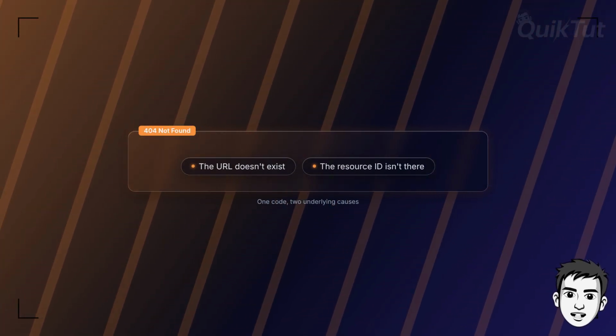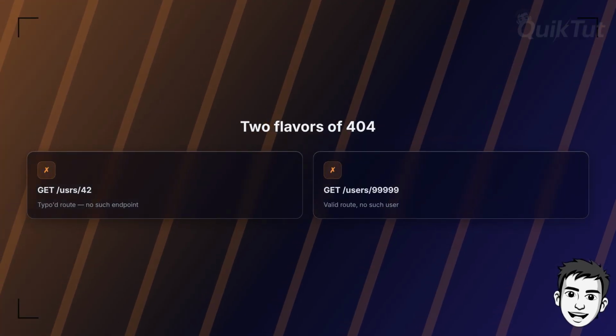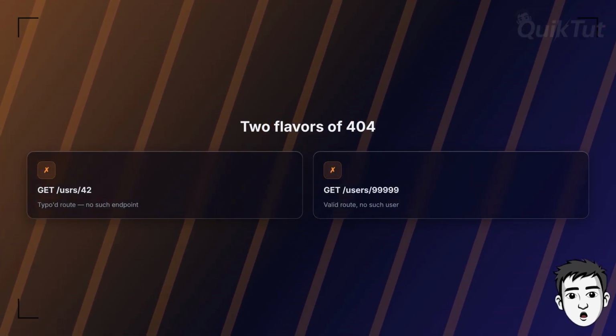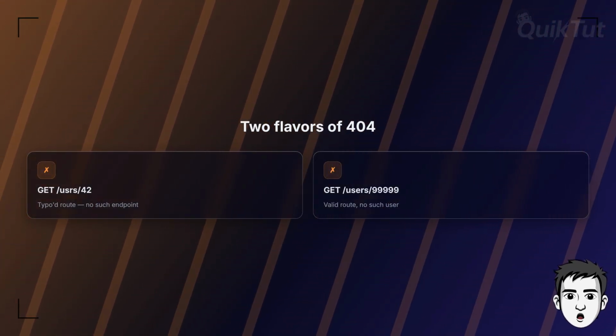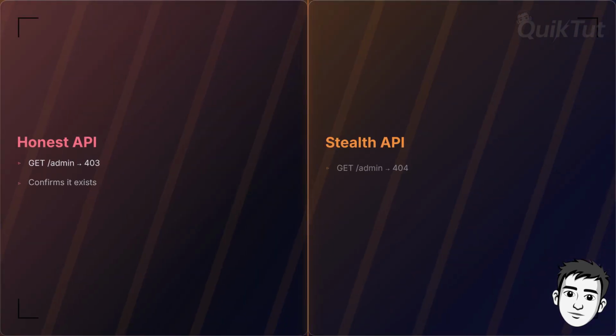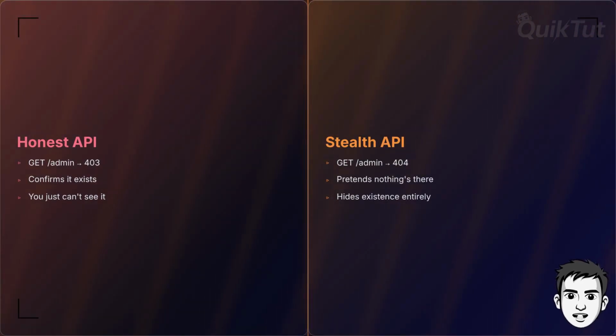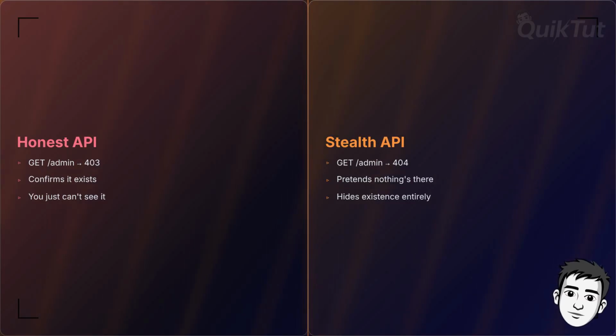404 answers: does this thing exist? And it comes in 2 flavors. Either the URL is wrong, like you typoed /usrs instead of /users, or the resource ID isn't there. One catch: some APIs return 404 on private resources instead of 403 to hide that they exist at all.